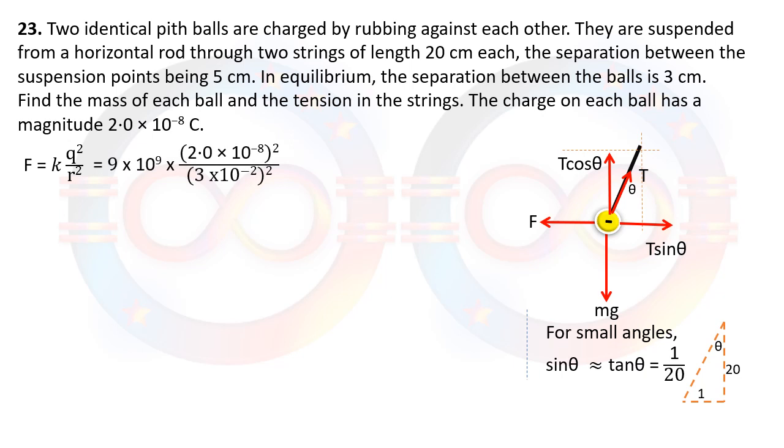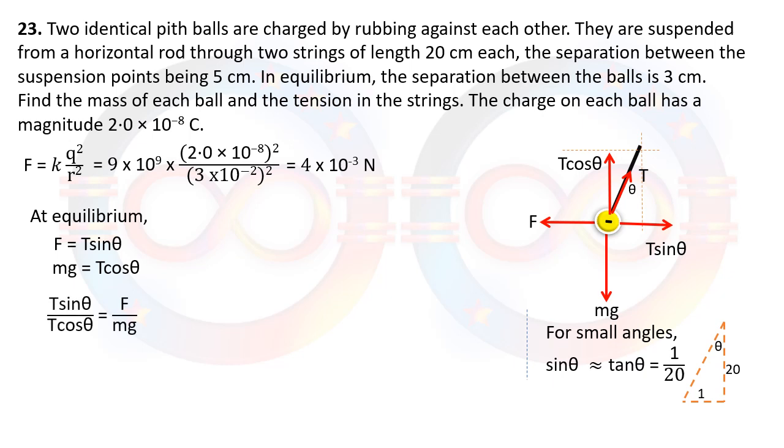Now we calculate the force between these two by taking the standard formula, Coulomb's law, and it comes as 4 into 10 raised to minus 3 Newton. Now, if we apply the situation at which the charge is in equilibrium, F will be equal to T sine theta, and T cos theta will be equal to the weight of the body. If we divide T sine theta by T cos theta, we get tan theta, T and T get cancelled, F upon mg.